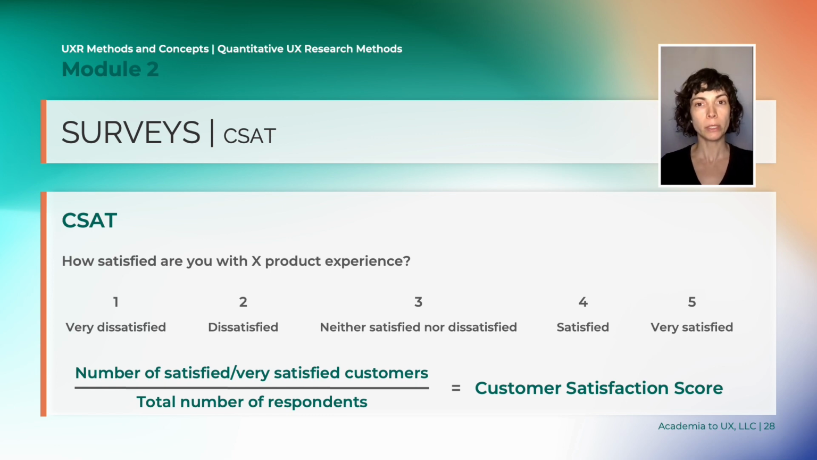The typical way in which a customer satisfaction score is derived is through the division of the number of satisfied and very satisfied customers, so the fours and the fives, over the total number of respondents. It's also common for researchers to find the average across respondents, to look at the quantity per score type to visually represent differences in relative volume, and finally to calculate the median.